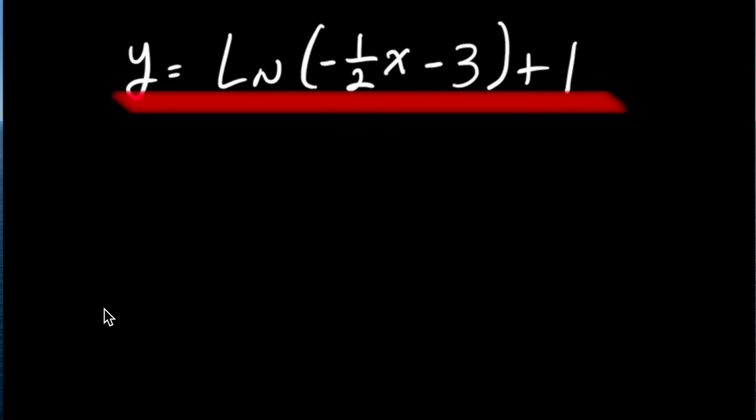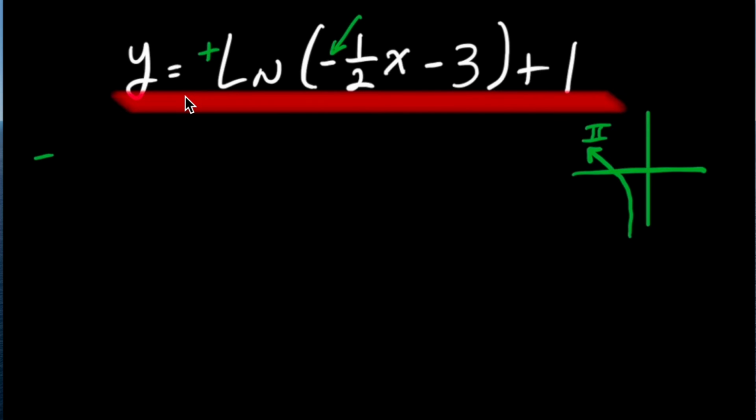Let's do one more function using the plotting point technique. So here we have the natural log of negative 1/2 x minus 3, plus 1. First, the intuition. You have a positive sign associated out here. That's going to be associated with the y value. And within the argument, we have a negative sign associated with the x. So in our quadrants, where is the y value positive and the x value negative? That's going to be quadrant 2. So we're expecting something like this.